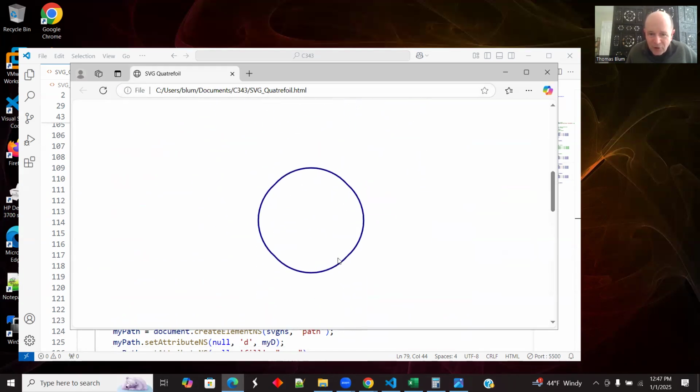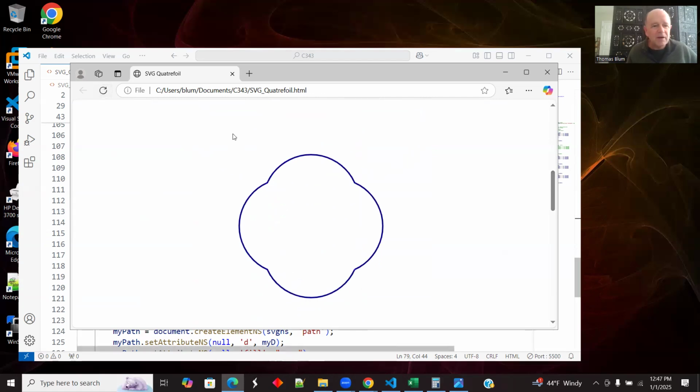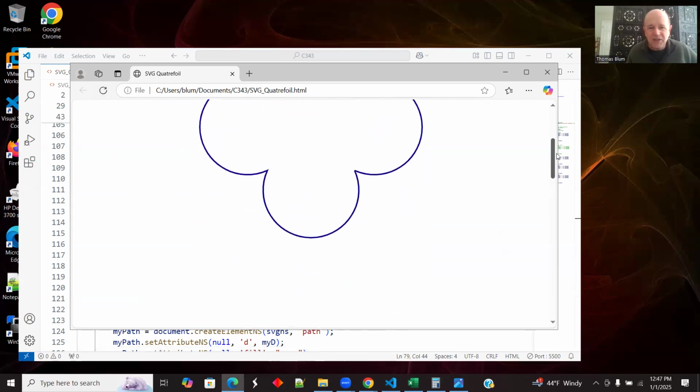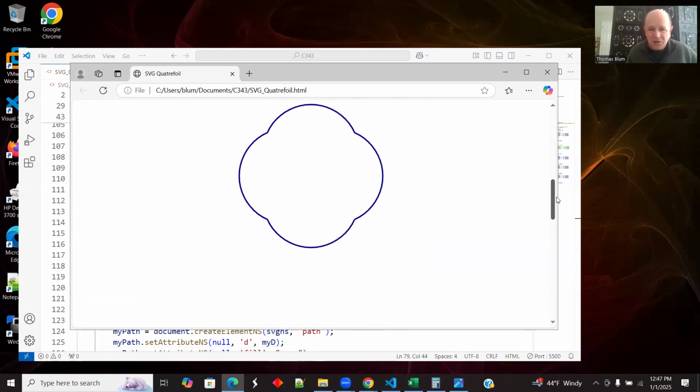Here is the quatrefoil. You can barely see that it's a quatrefoil because they're so close. There, let me refresh it. I had changed it to 0.1. Now let me change it, refresh the parameter. So now we see this sort of strongly overlapping one.